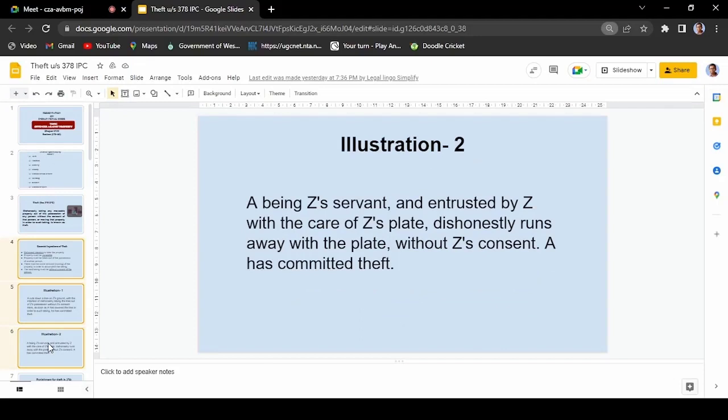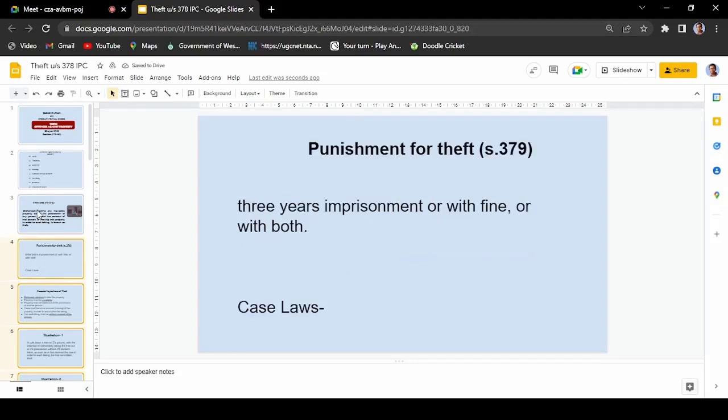Okay, illustrations we have done. So we now come to punishment for theft. Okay. Section 379. Please turn over section 379. Whoever commits theft shall be punished with imprisonment of either description for a term which may extend to three years, or with fine, or with both.